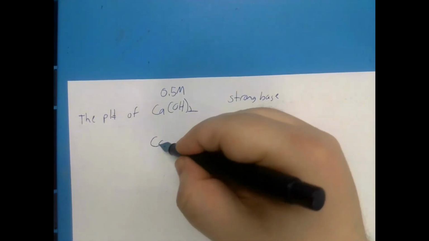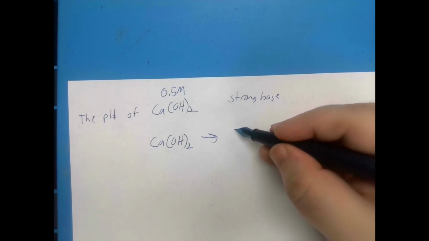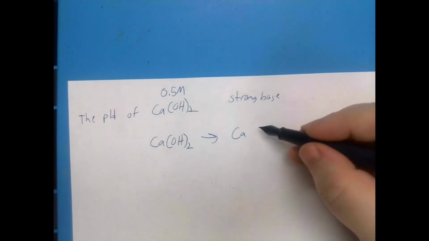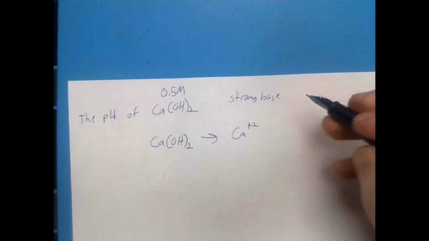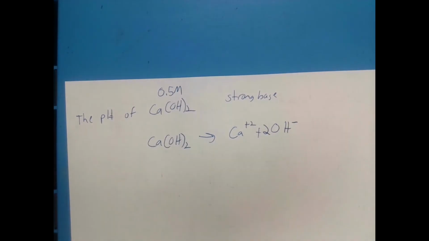This is also a strong base. So that means 100% of the ions will turn into Ca plus 2 and OH negative. Note, is this balanced? We have 2 OH over here, so we need 2 over here.